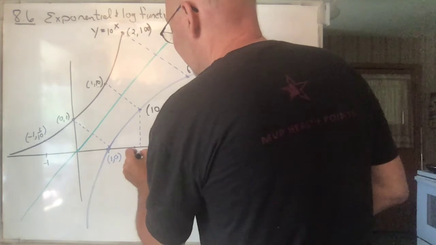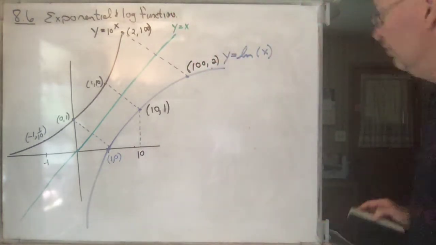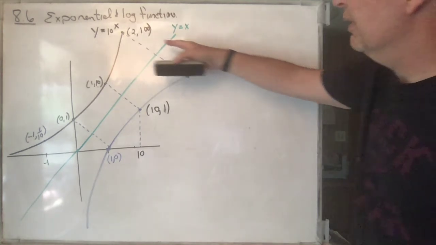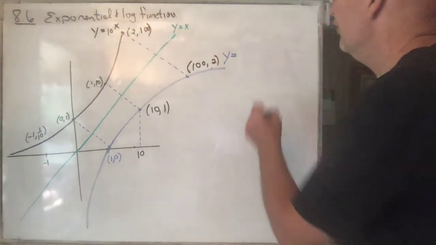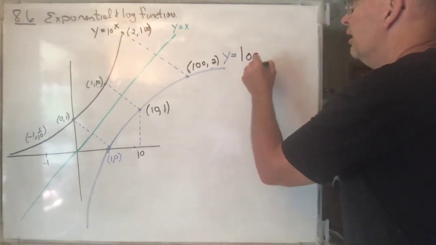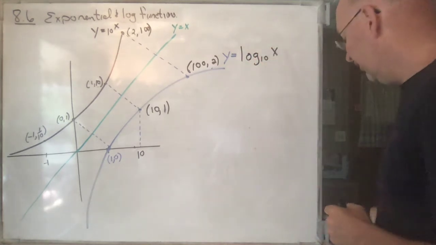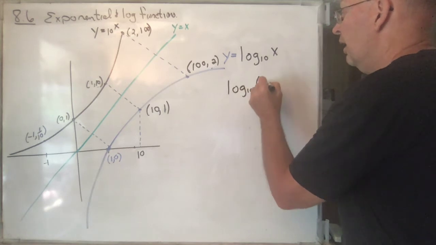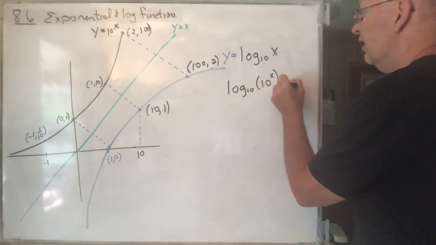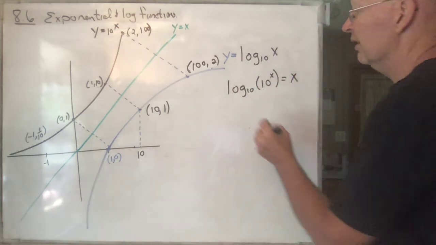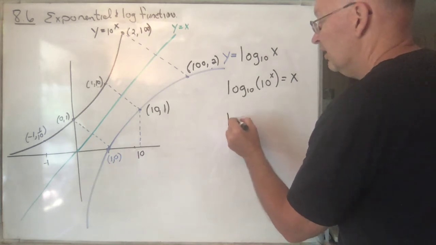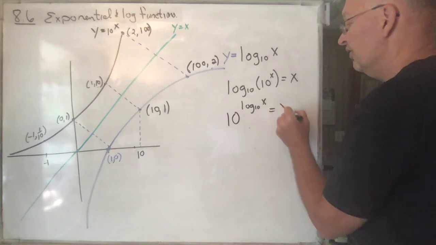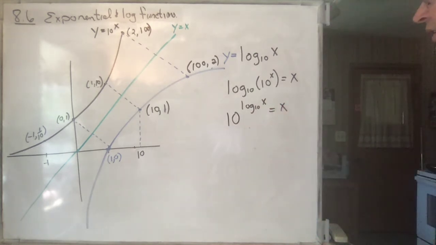We could think of this as being the point 10 now. So now, instead of the ln, the name of the inverse of this function is called the log base 10 of x. They're the ones that undo each other. In other words, the log base 10 of 10 to the x is just x. They undo each other. Or 10 to the log base 10 of x is equal to x. Again, they undo each other.